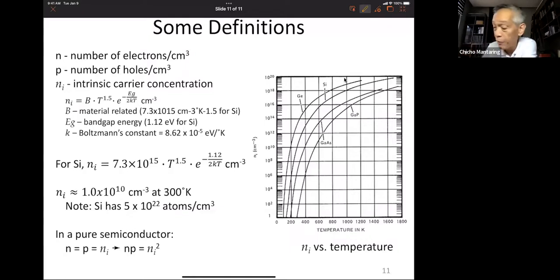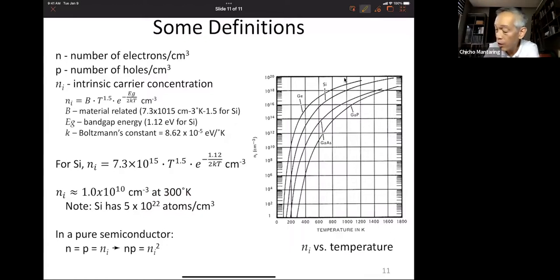There's a formula that was derived to compute for Ni. It's a function of the material. It's a function of the band gap. This is the energy gap that I was talking about earlier. It's also a function of Boltzmann's constant, which relates temperature to energy in electrons. When you compute for Ni at room temperature, Ni is approximately equal to 1 times 10 to the 10 carriers per cubic centimeter. This is room temperature. 300 degrees Kelvin is 27 degrees centigrade.